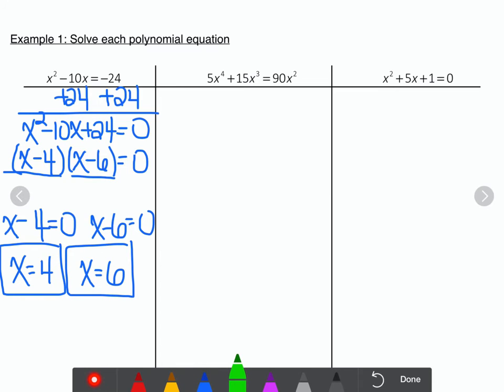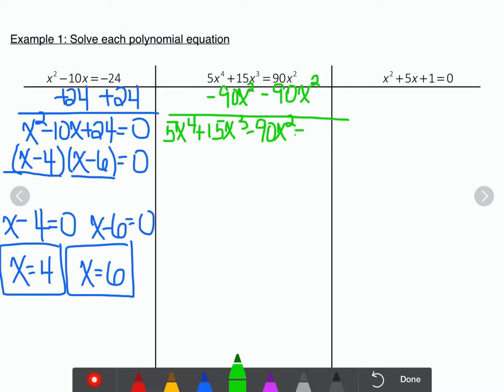In the next example, I have 5x to the 4th plus 15x cubed equals 90x squared. Again, the first thing I want to do is write my equation in standard form, so I'm going to subtract 90x squared from both sides. So I have 5x to the 4th plus 15x cubed minus 90x squared is equal to 0. I notice here that there's a greatest common factor of 5x squared, so I'm going to factor that out first, and then see if I can do any further factoring.